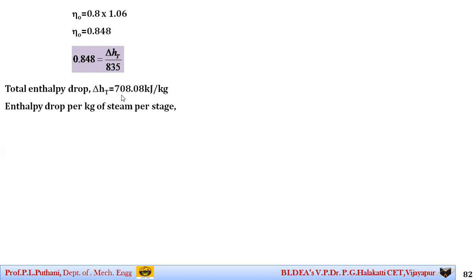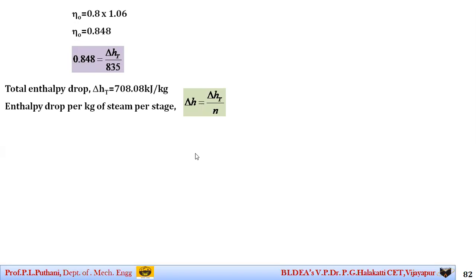The reheat factor is also given in the question, and its value is 1.06. Through this, we can find out the value of the overall efficiency as 0.848. Once we have the overall efficiency, we can find out delta HT. Using the previous equation, we get the value of delta HT as 708.08 kilojoules per kg.